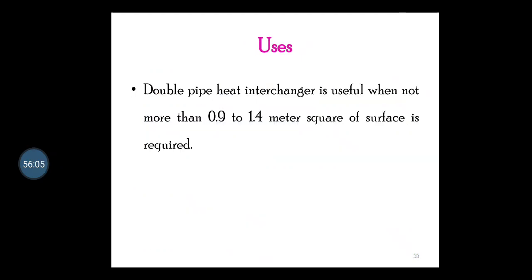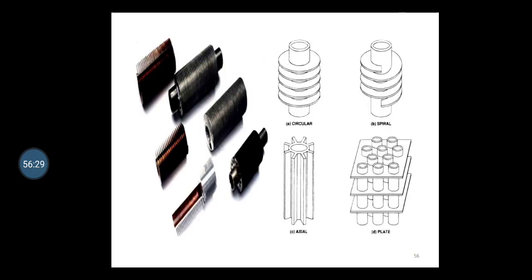As far as the uses of this double pipe heat interchanger are concerned, it is used when 0.9 to 1.4 square meter surface is required. These are some parts used in different types of heat interchangers. If you can see this diagram, circular type, spiral type, axial type and plate type of the heat transfer surfaces are widely used for the efficient working of the heat interchangers.